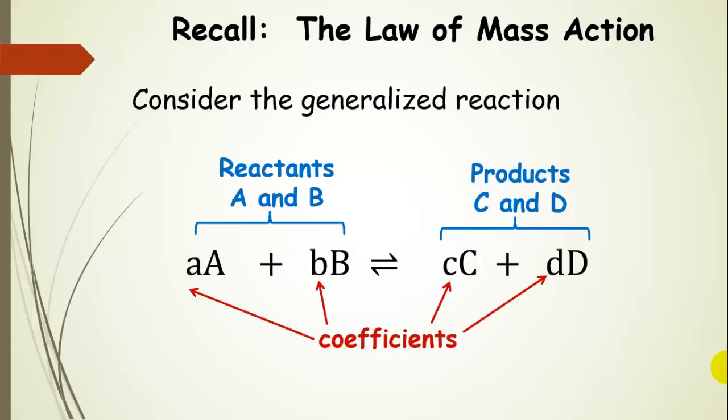And so first, we're just going to remind ourselves about this generalized reaction. We have reactants A and B, and lowercase a and lowercase b are their coefficients. And then a similar situation exists for products C and D. Their coefficients are represented by lowercase c and lowercase d.